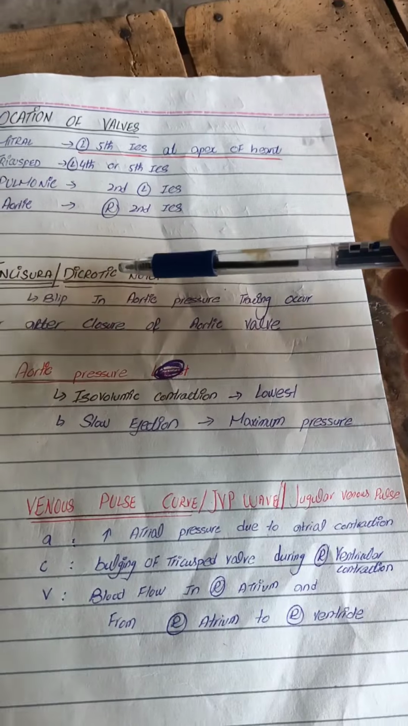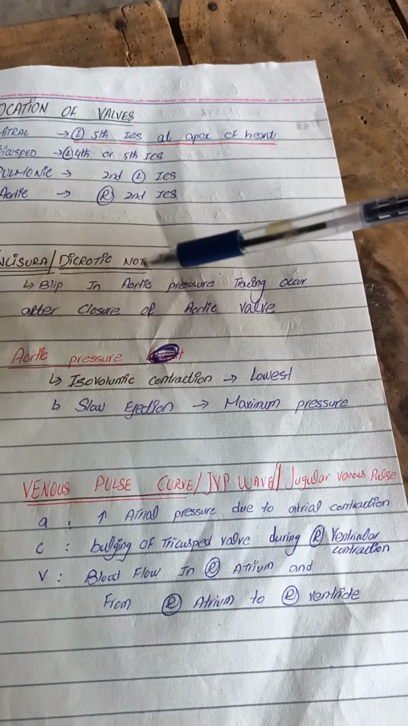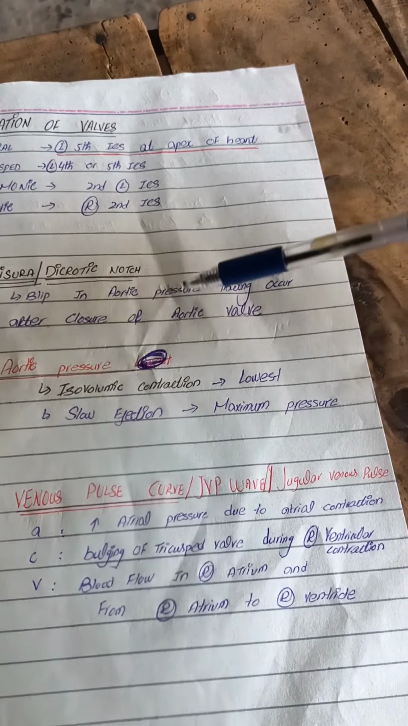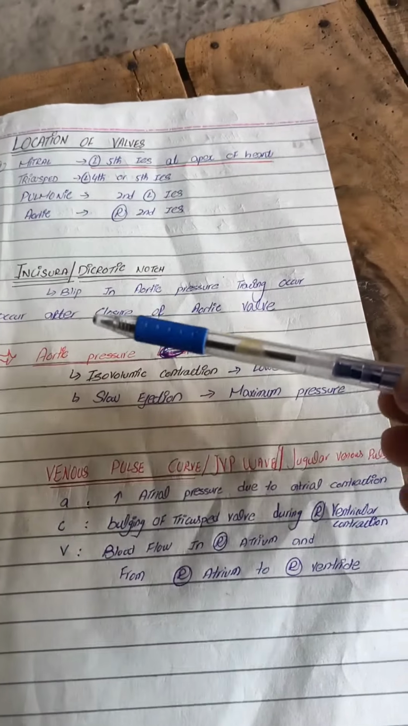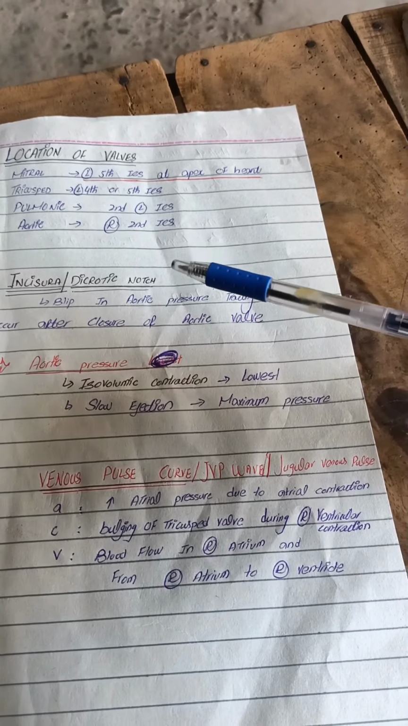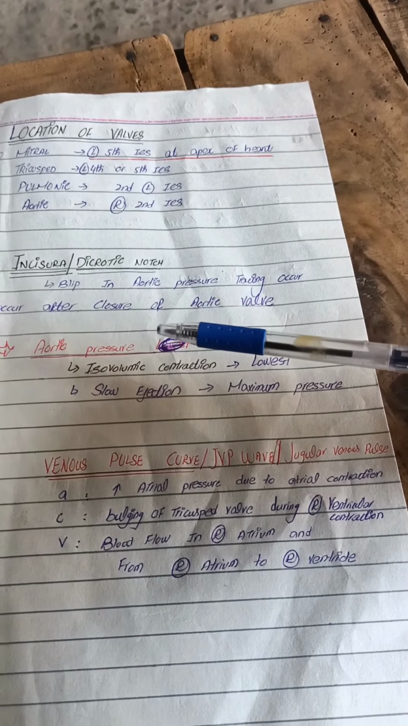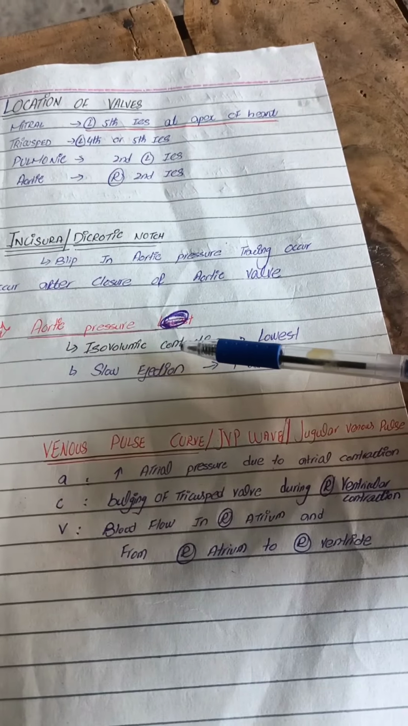MCQs. Now, what is a dicrotic notch or incisura? Basically this is the blip in the aortic pressure tracing that occurs after the closure of the aortic valve. So now we will discuss when aortic pressure is lowest and when it is highest. Aortic pressure is lowest in the isovolumetric contraction phase of the cardiac cycle and maximum in the slow ejection phase of the cardiac cycle.